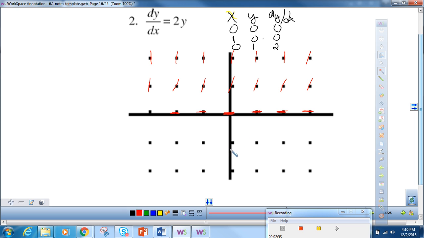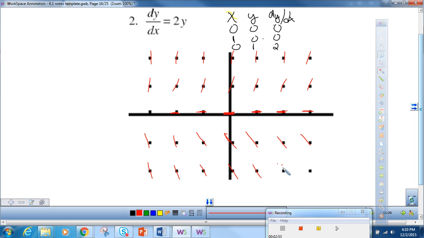When y is -1, I get a slope of -2. So that would look like this. All of these would be -2. So they all would be parallel in this direction because x is not affecting it. And then I would get a -6 here, so it's going to be almost perpendicular, but with the slope of -6.